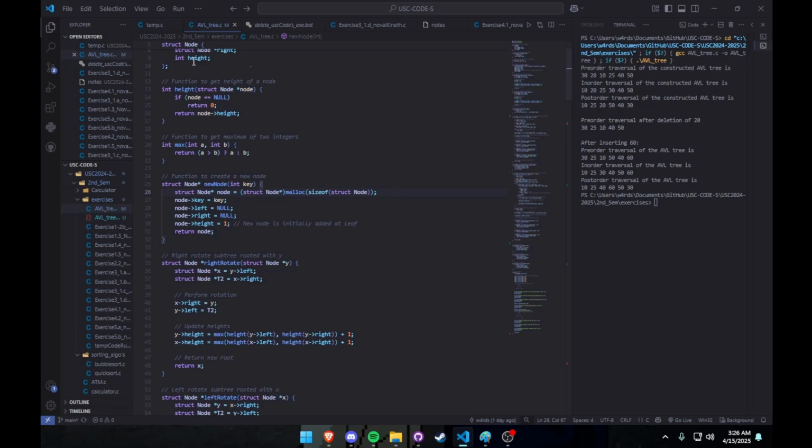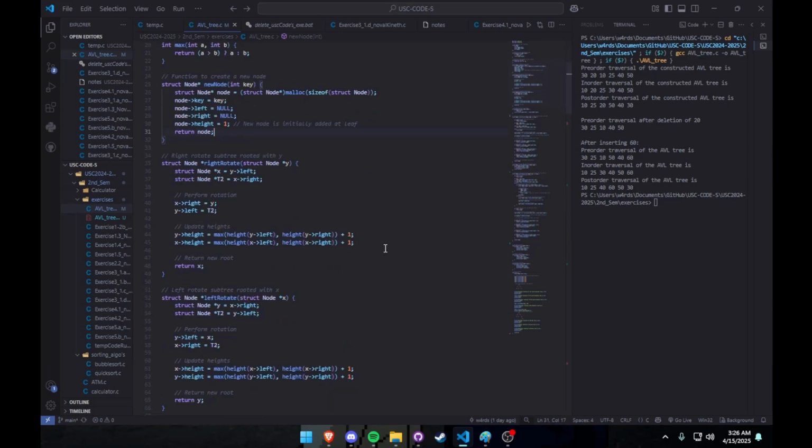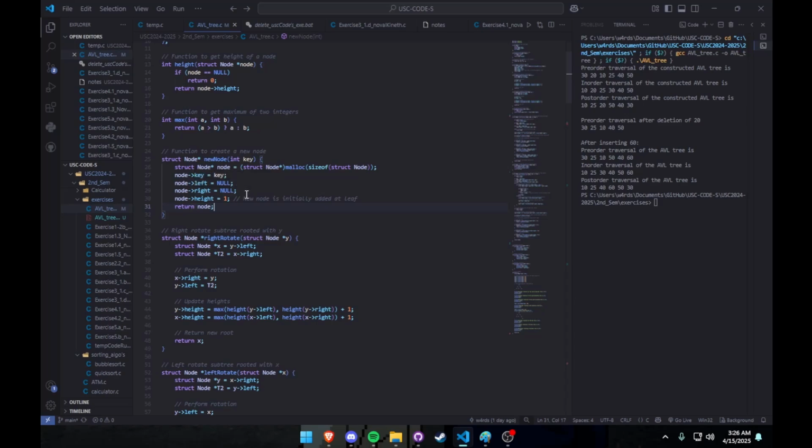So now we set the key of the node to the key being inputted. For example, we put the key as 10. Then the current node in this function will now hold whatever value we inputted, and it will point to null towards the left and null towards the right, and its height will be 1, because a new node is initially added as a leaf. So the very first node that we ever put will have height 1.